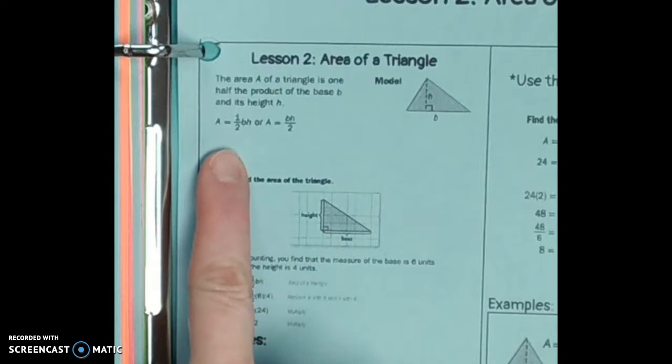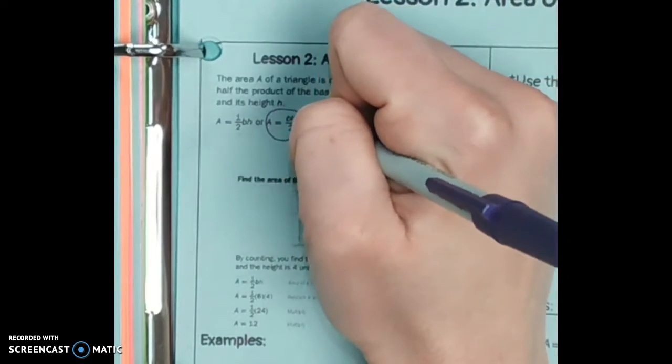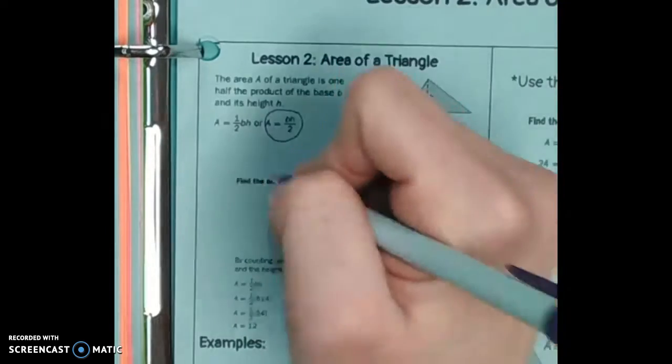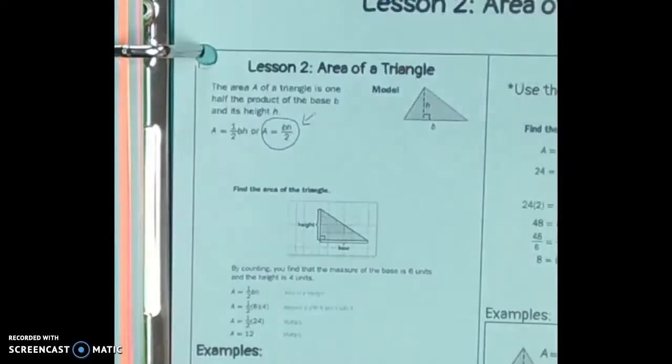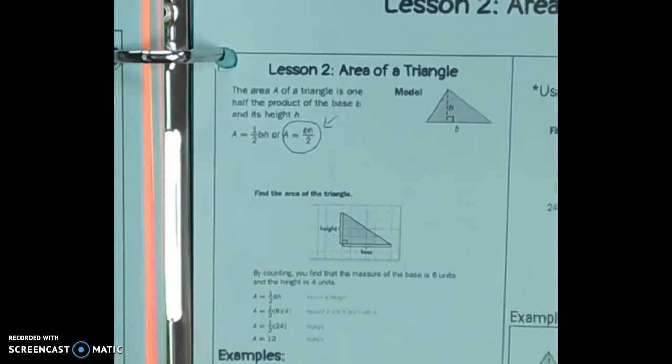We have A equals a half BH. That means you're going to multiply it all together, or you can use area equals base times height divided by 2. And this is the one I'm going to be looking at. But if you would like to use that one, you can do it too. You'll get the same answer. So this is the first little example. I'm going to go ahead and skip that. If you need to look at it later, you can.